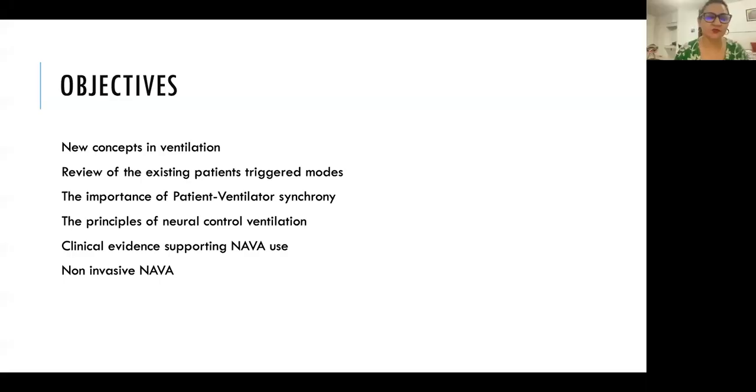The new concepts in ventilation. We'll review the existing patient triggered mode, because we need to know why we want to use another mode. The most important part, patient ventilator synchrony, is to be highlighted. And how does this neural control ventilation work? What is the principle? How do we set it up? And what is the clinical evidence to support our use?